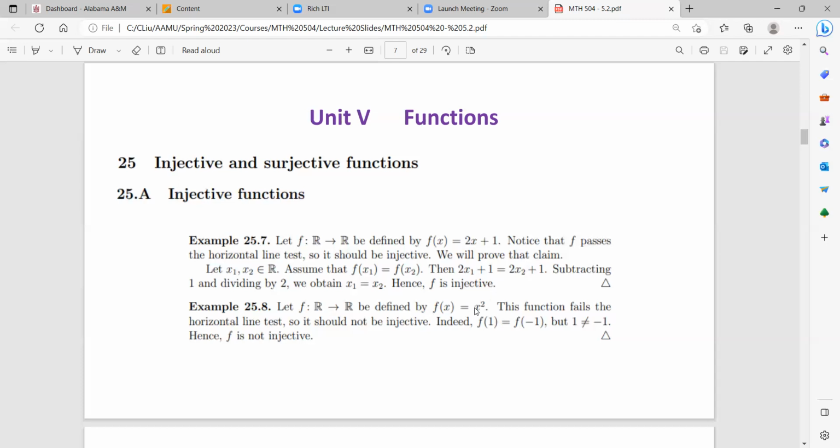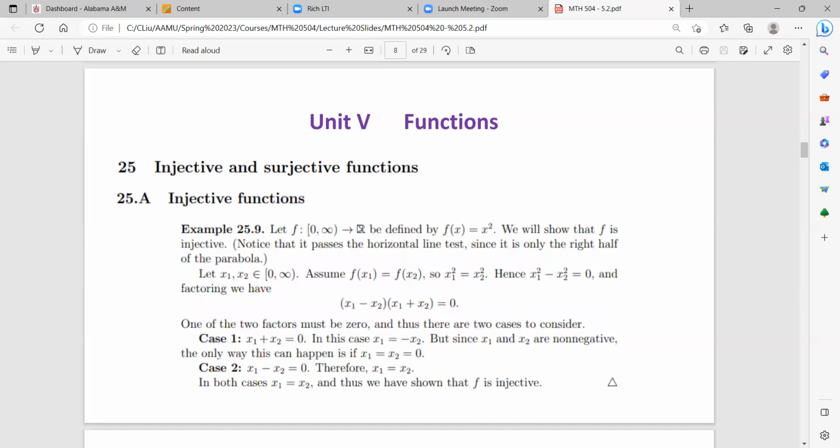Well, obviously, if x is equal to 1, 1 squared is 1, and if x equal to -1, (-1) squared is also 1. So we got the same y value for different x values. So it's not one-to-one, all right? Or not injective.